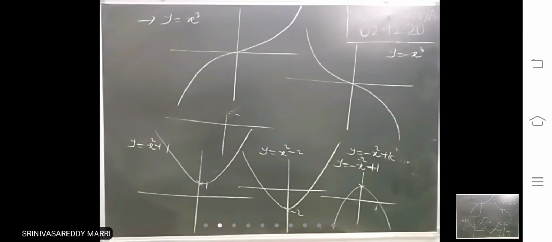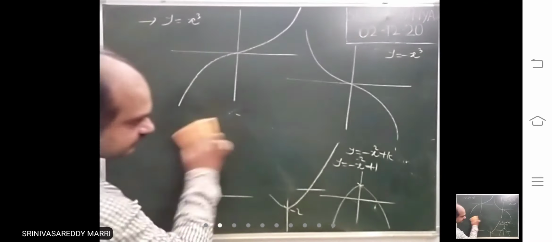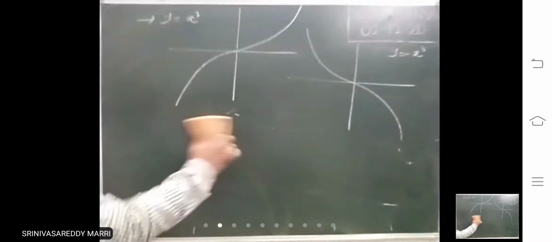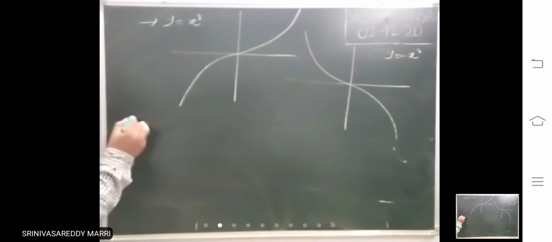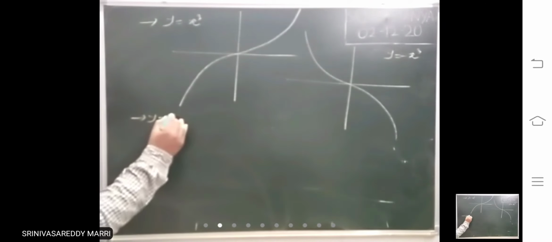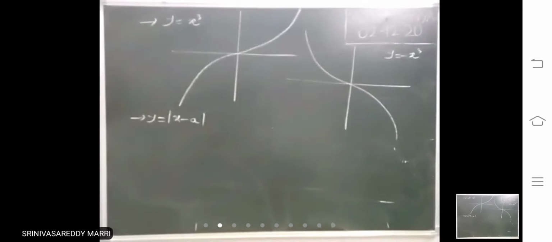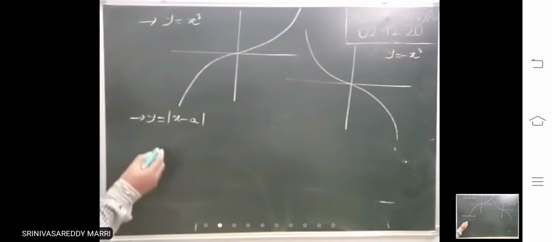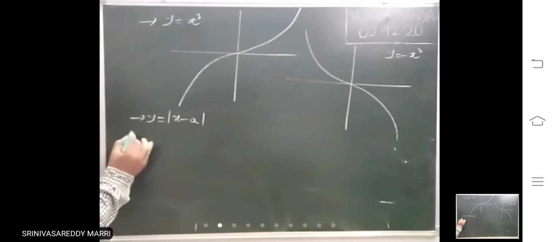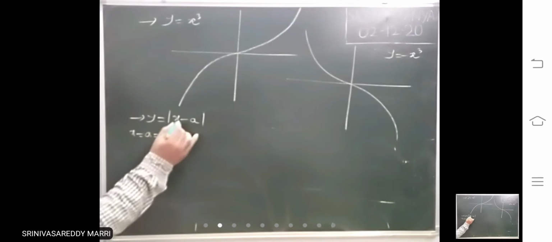Minus x cube will be like that. These both, and then this graph also you will get regularly. Modulus of x minus a, right? Modulus of x minus a means first we will find the point where this is 0.